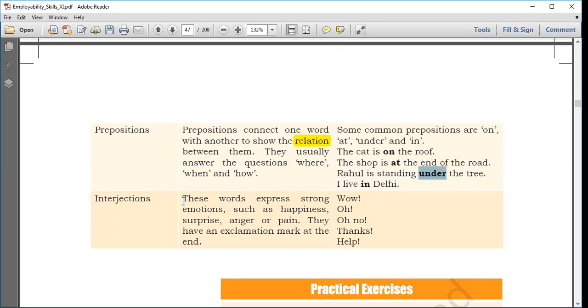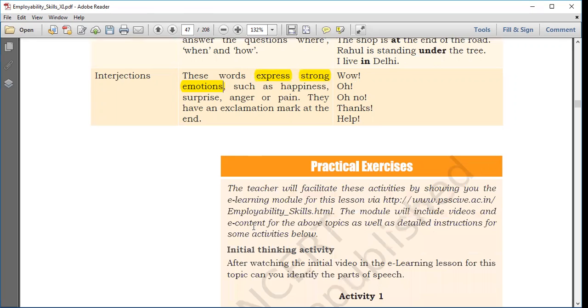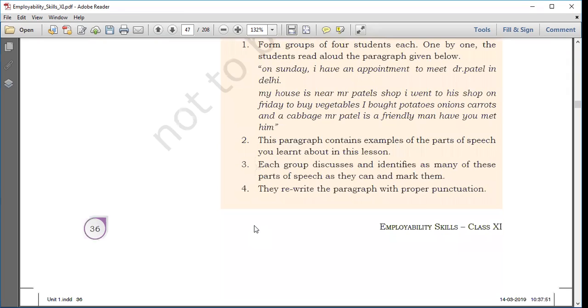Then we have interjections. The words which express strong emotions are interjections, like wow, oh no, thanks, help. So these are the words which express strong feelings, strong emotions. Either you are very happy, very surprised, angry, or you are in pain. Then we use these words, interjections, and after every interjection word we put an exclamation mark. Right? They always end with an exclamation mark.